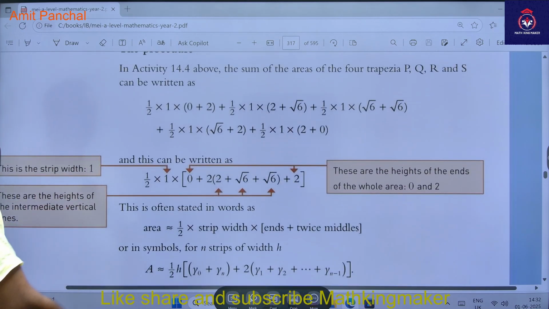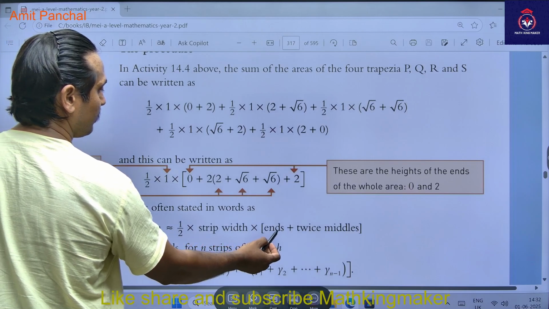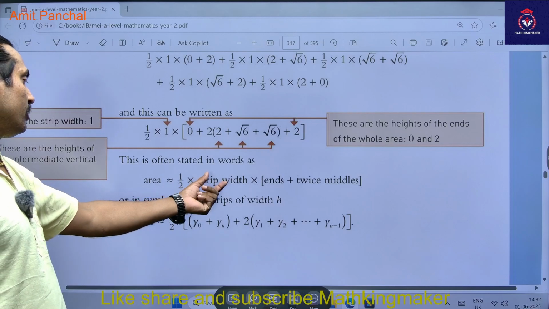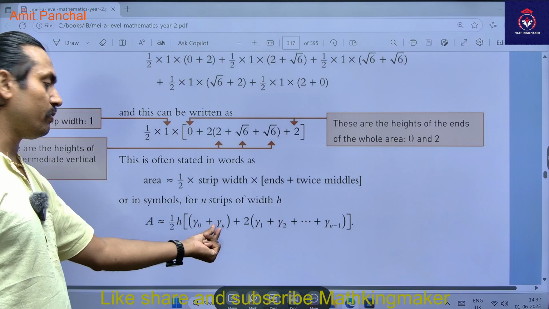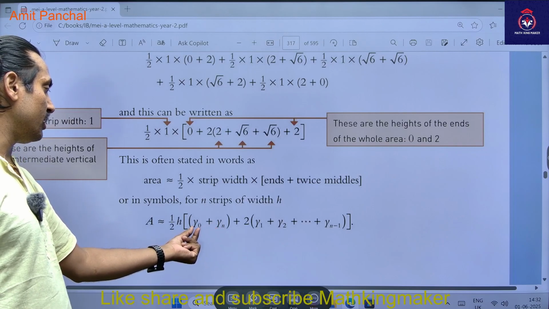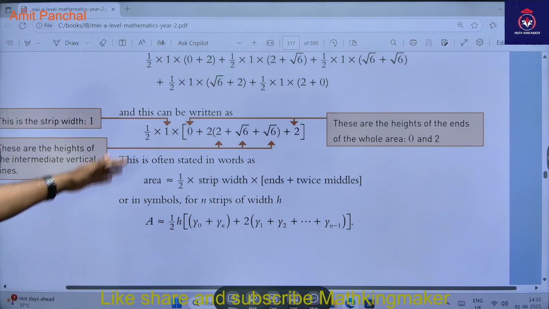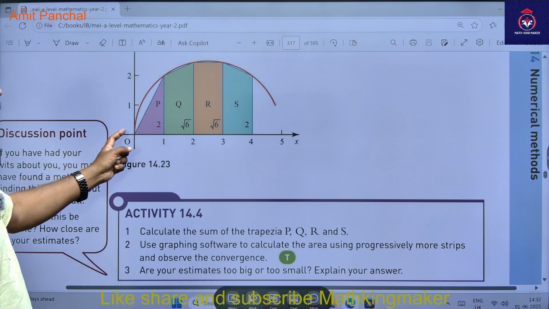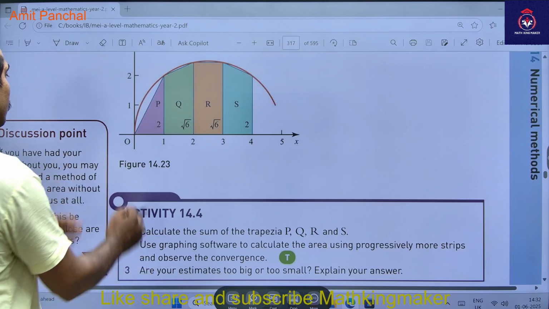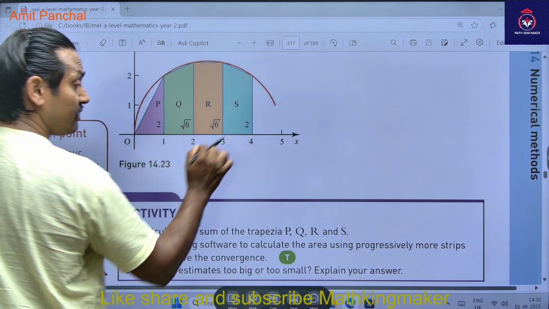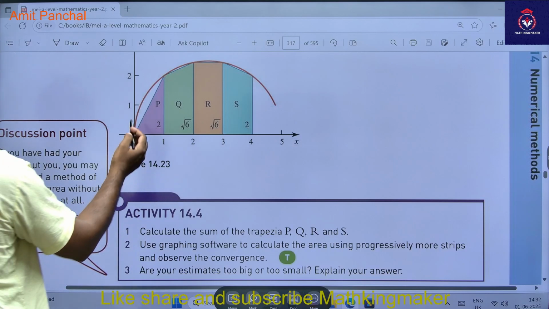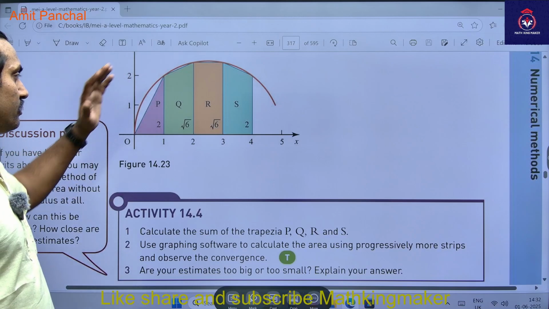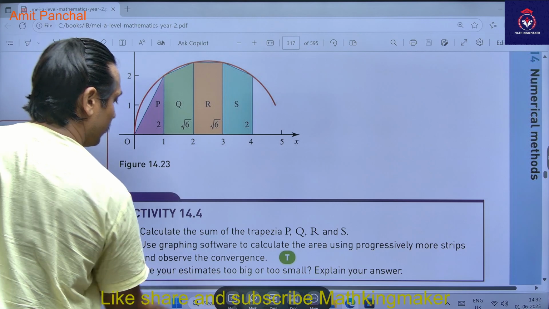So this is your strip width into ends plus twice middles. Strip width we are denoting by h, ends it is y0 plus yn, because the minimum value of the function is where we are starting. Let us say we have this interval from 0 to 5 we are to integrate, then this will be our ends, 0 and 5. It is ends in terms of x, but what is the value of y at x equal to 0 and x equal to 5? That value is to be taken. So that will give you y0 and yn.